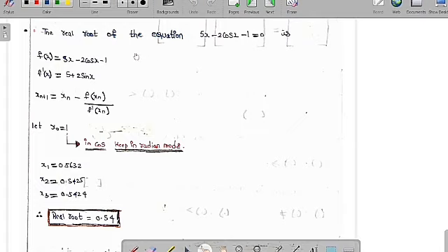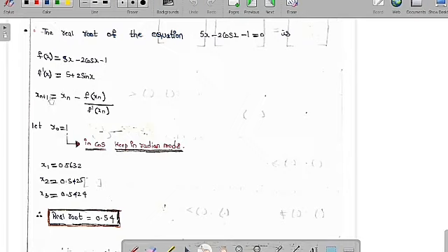So f dash of x is nothing but 5 plus 2 sin x, because for 5x the differentiation is 5, and for minus 2 cos x the differentiation is plus 2 sin x, because for cos x the differentiation is minus sin x, so minus 2 times minus is plus. So 2 sin x, and the differentiation of 1 is 0. So f dash of x is equal to 5 plus 2 sin x.